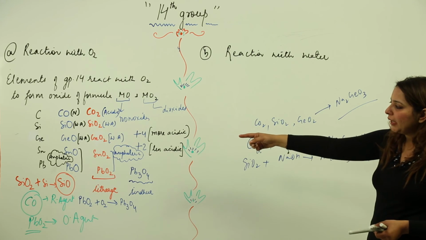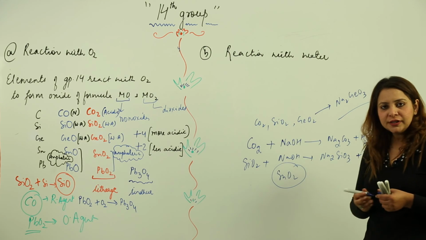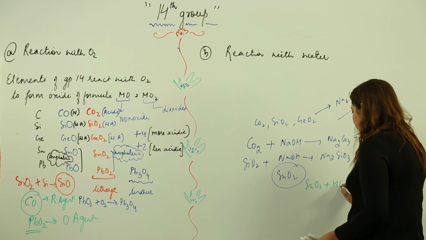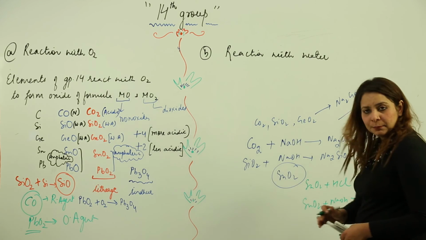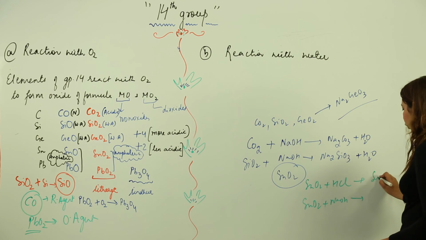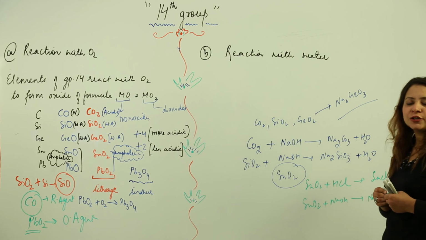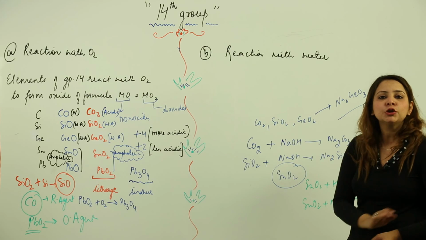And suppose I take tin dioxide, I know that it is amphoteric. So how to show its amphoteric nature? You need to react it with acid and in the same manner react it with base, because it has an acidic as well as a basic character. Here it will form SnCl2 plus water, and on this side it is going to form Na2SnO3 plus water. So this kind of reaction is used to show that their nature is amphoteric. So this is all about the reaction with oxygen.